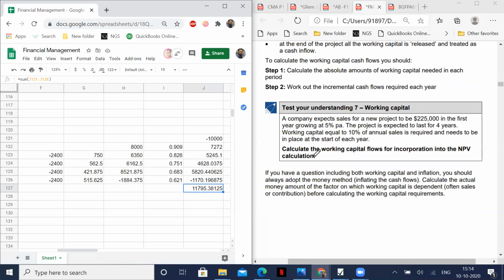Chalo, now we have another question for this working capital. You can see here. Calculate the working capital flows for incorporation into the NPV calculation. A company expects sales for a new project to be $225,000 in the first year, growing at 5% per annum. The project is expected to last 4 years. Working capital equal to 10% of annual sales is required and needs to be in place at the start of each year. So, what have you understood from this question? Please tell me.